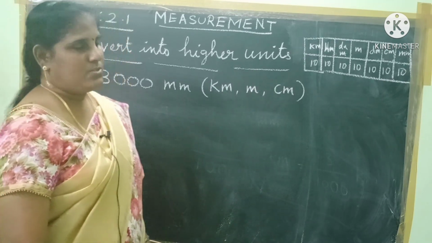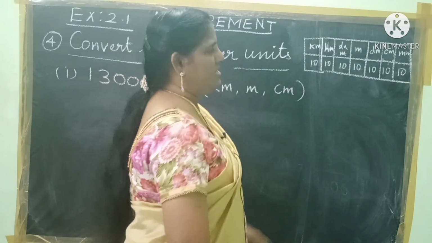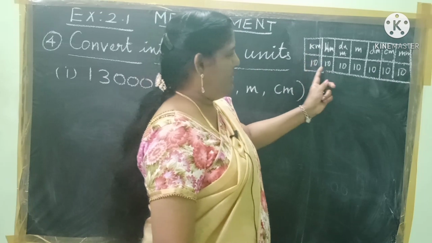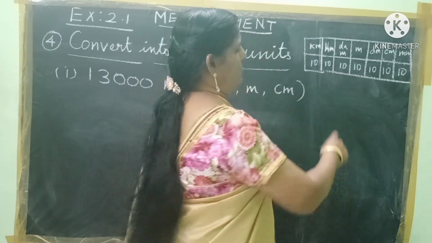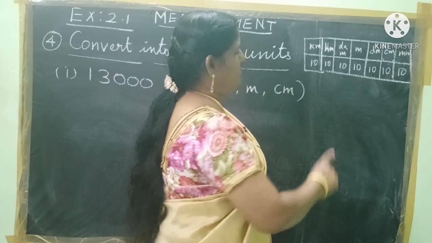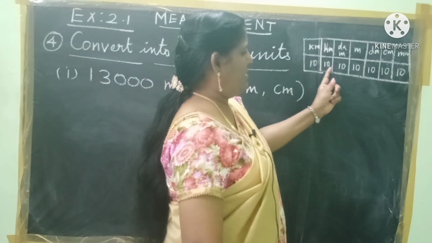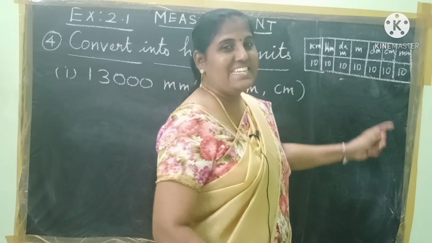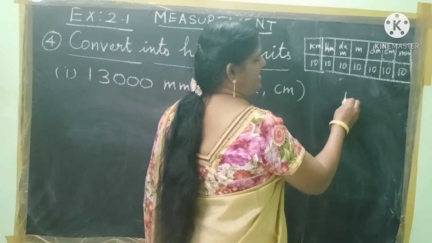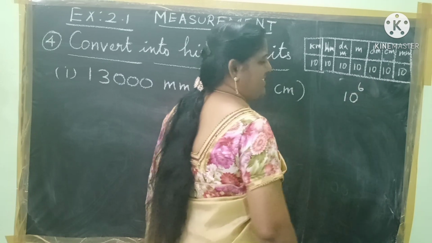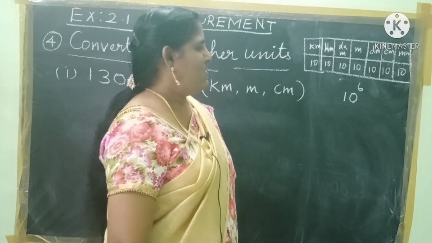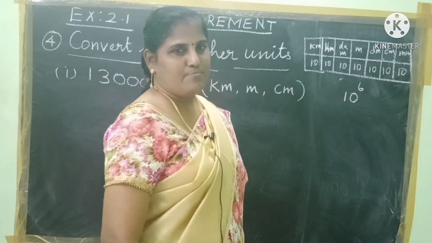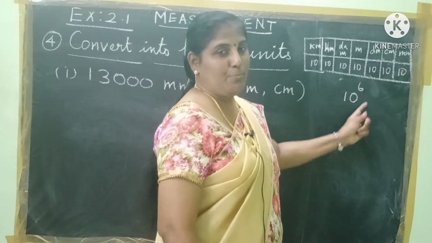See this table. Already I told you millimeter is the very smallest one, kilometer is the very highest one. So in between how many tens are there? Just you need to change to kilometer, then 1, 2, 3, 4, 5, 6. How many tens are there? 6 tens. So what is the power of 10? 10 to the power 6. So 1 kilometer equals how many millimeters? 10 to the power 6.